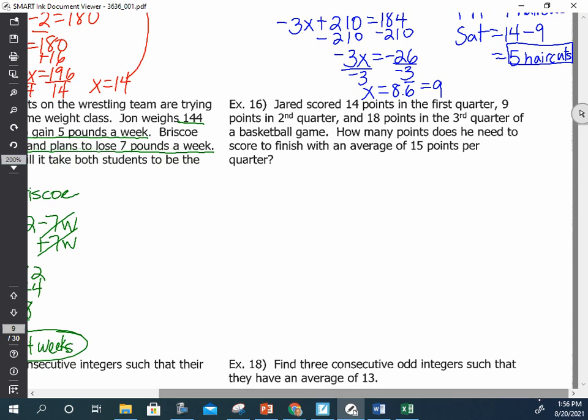So 16 is going to use a little bit about averages. Jared scored 14 points in the first quarter, 9 points in the second quarter, 18 points in the third quarter of a basketball game. How many points does he need to score to finish with an average of 15 points per quarter? One thing to keep in mind, there are 4 quarters in a basketball game: first quarter, second quarter, third quarter, fourth quarter.